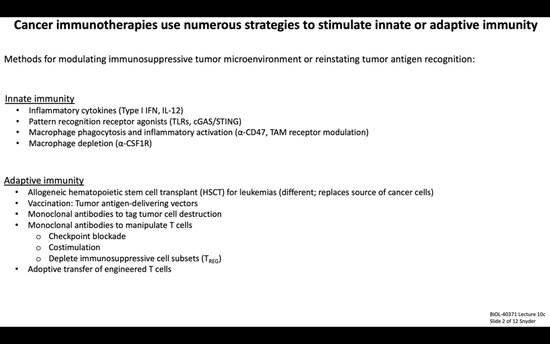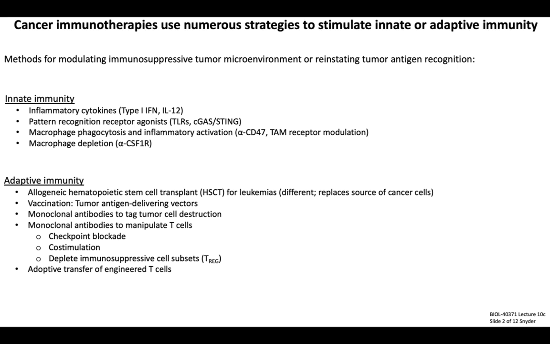Immunotherapies that truly function by reinstating responses to tumor antigens include cancer vaccines, which deliver defined tumor antigens in a way that stimulates tumor-specific T cell responses. Monoclonal antibodies are another type of drug that can be used to either directly kill tumor cells, deplete immunosuppressive cell subsets, such as Tregs, or modulate T cell activation status through things called checkpoint blockade and co-stimulation.